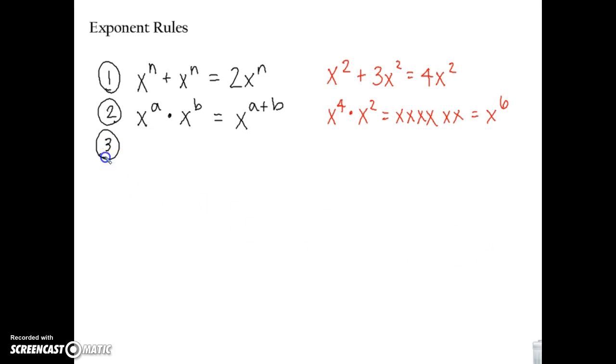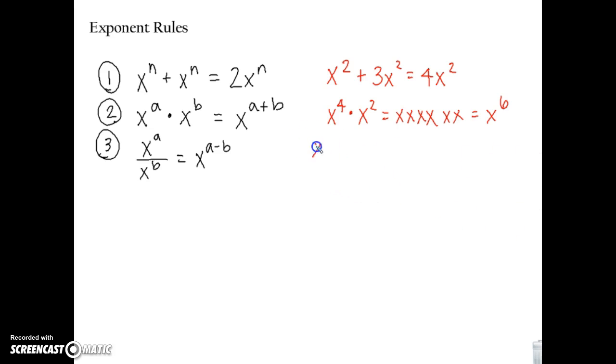Another situation might be x to the a divided by x to the b. Just like multiplying and dividing are opposites, to find x to the a divided by x to the b, we're going to subtract, which is the opposite of adding. So this becomes x to the a minus b. You always do the top minus the bottom.